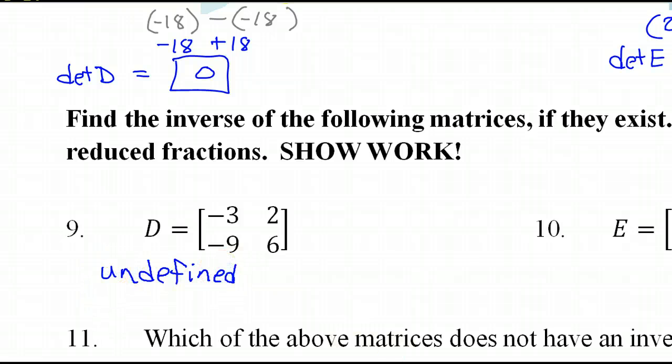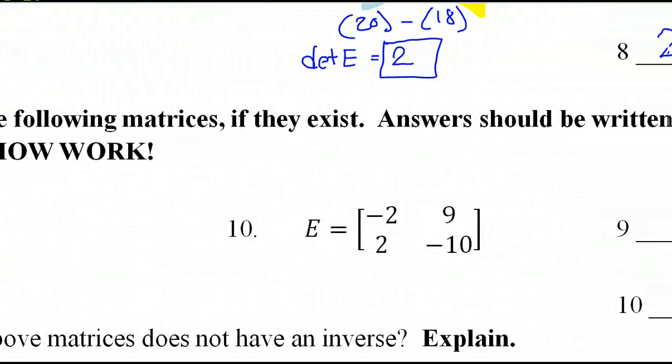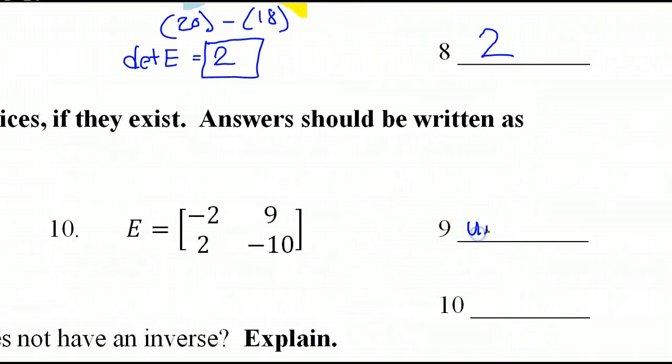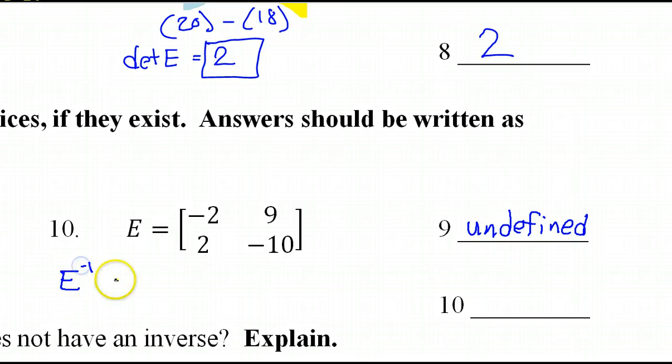Okay, undefined. All right, now for E, once you have the determinant there, the first thing you do for the inverse, which I would write this way, like E minus 1, would be the reciprocal of this. So I'm going to put 1 over 2. That just means I'm going to divide by 2 later.